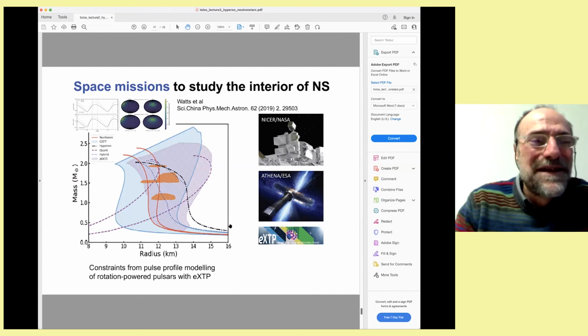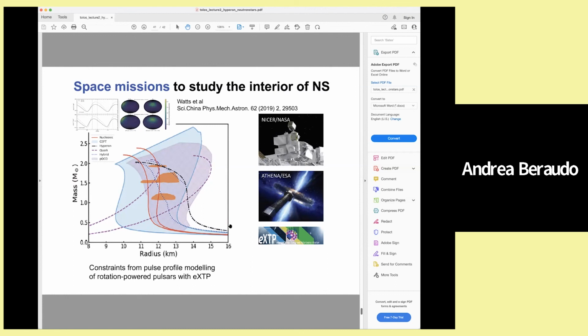Other comments by the audience, questions? Maybe one possible question is related to the fact that the mass radius relation that you would get from quark stars is really different from the other. So maybe it's possible to guess some possible signature that you should look for in the astrophysical data.